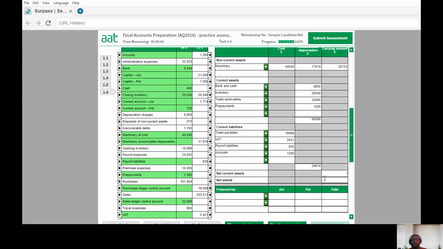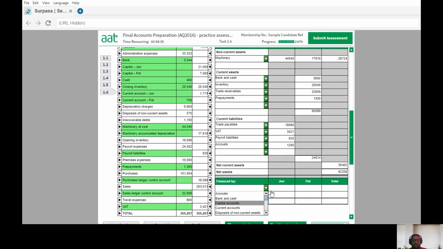So what will be your net current asset? It's going to be this minus that, which is 35,482 pounds. And your net assets, if you add both of those boxes together, 62,206. Yeah, 62,206. But now let's finance them by the capital accounts and then the current accounts.